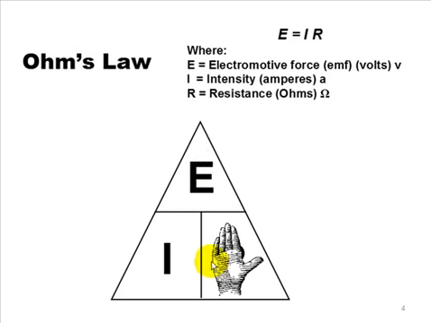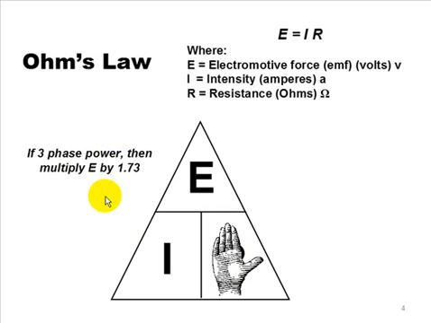Sometimes they ask me to solve for resistance. So in my mind, I cover that up, and now I know I have to take the amperage and divide it into the voltage to get the resistance. You see how that works? This also works for three-phase power, but you've got to multiply E, the voltage, by 1.73. 1.73 is the square root of 3. And the voltage in a three-phase circuit is not 240, it's 240 times 1.73.